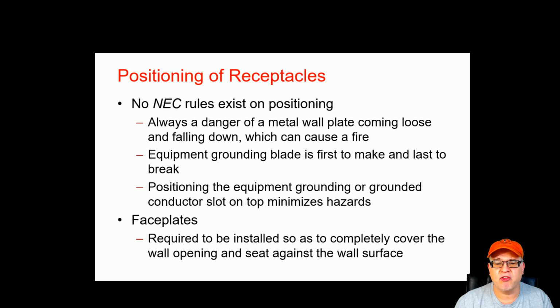Now, faceplates. They are required to be installed so as to completely cover the wall opening and seat against the wall surface. You can have the receptacle that's in an outlet box that has a gap around it so that when you put the faceplate on, you actually can see around it into the gypsum wall. That's a no-no. So again, kind of a no-brainer. You're going to have to fill that gap. We need to have that faceplate flush with the surface. Okay? All of those types of things are covered in this program in extensive detail.